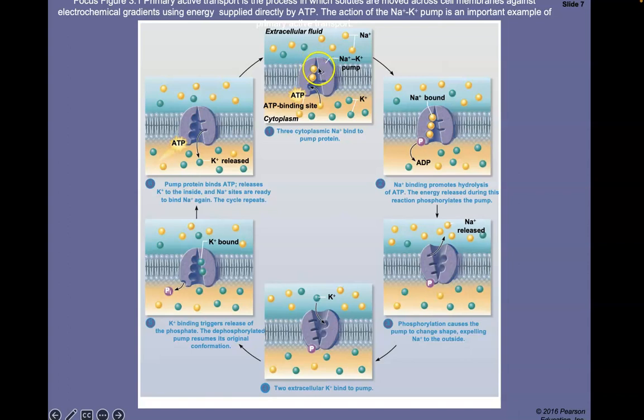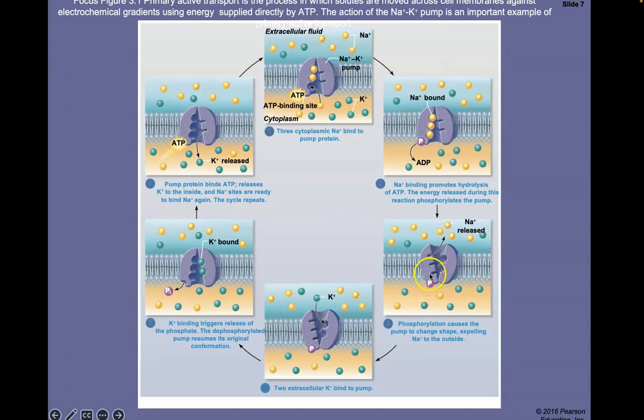Now, on this side, when the sodium potassium pump is open to the inside of the cell here, it's only going to bind sodium at this point. And so it needs to bind 3 sodium molecules, okay? When it binds those 3 sodium molecules, then an ATP molecule can undergo hydrolysis and add a phosphate to it, okay? And the energy that's released during that reaction is what's really going to run the pump.